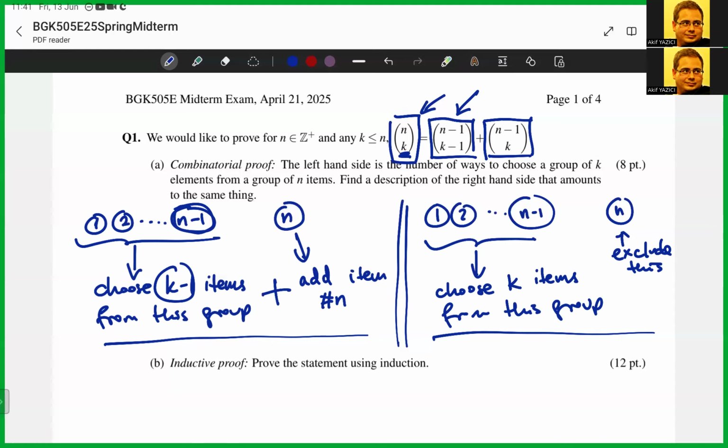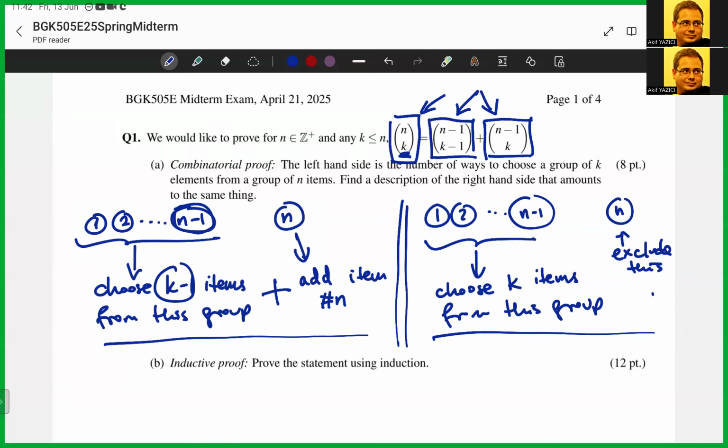And on the right-hand side, I have a two-step procedure. First, I decide whether I want to include n, or one of the items in my group, at all. If I include it, there will be n minus 1 choose k minus 1 ways to do that. If I exclude it, there will be n minus 1 choose k ways to do that. So if I add them up, it should be n choose k. So that concludes the combinatorial proof.